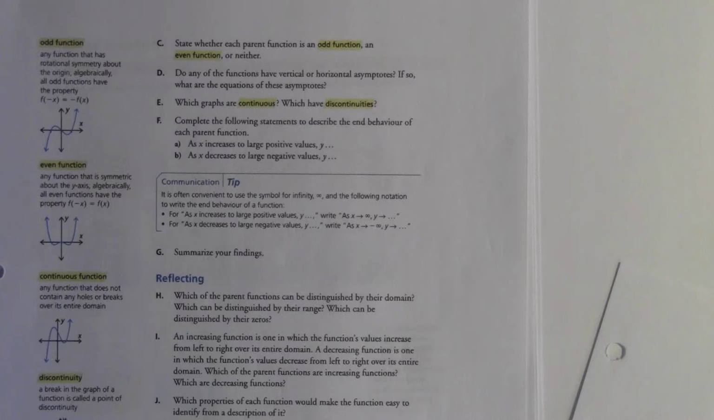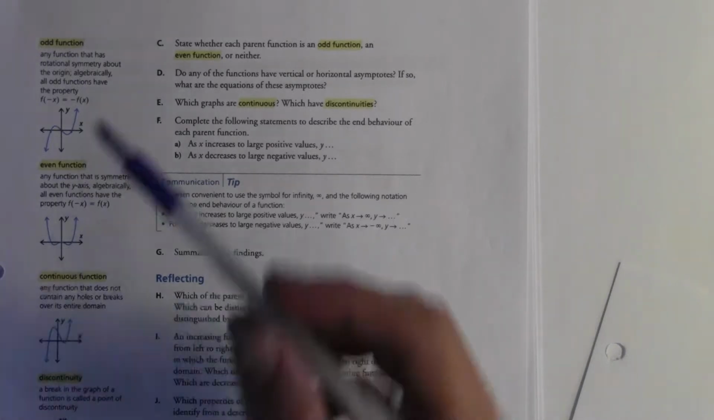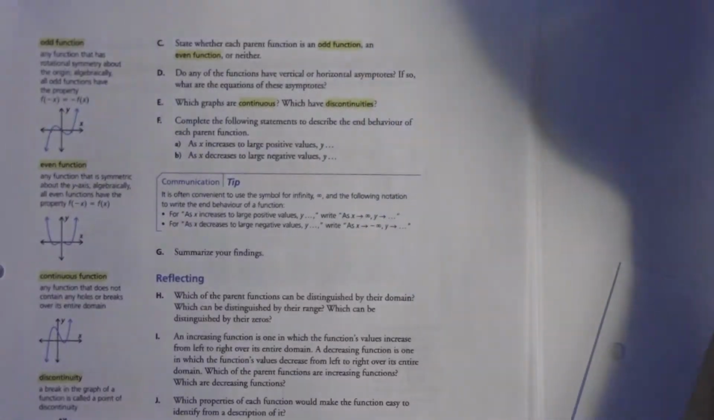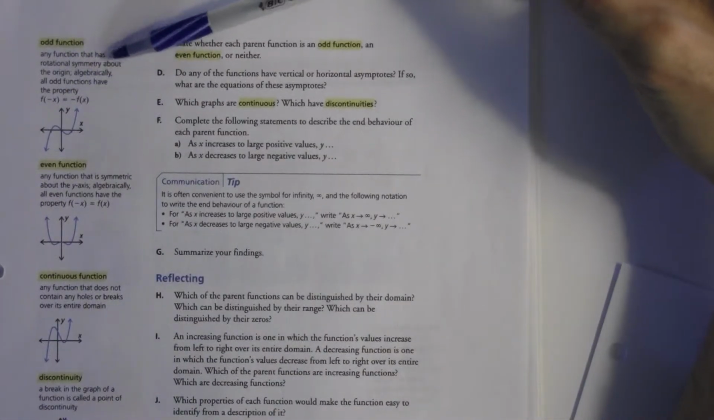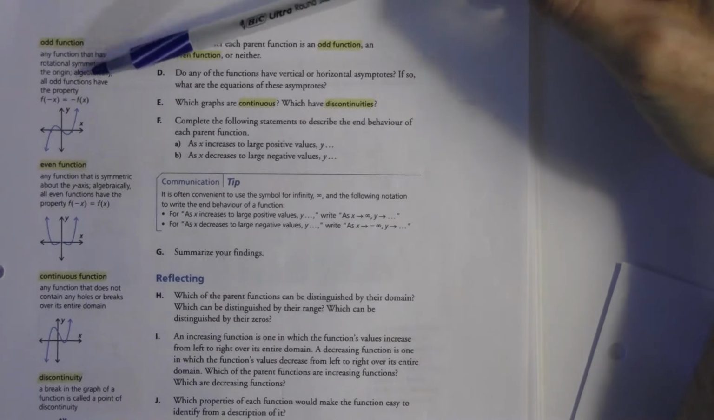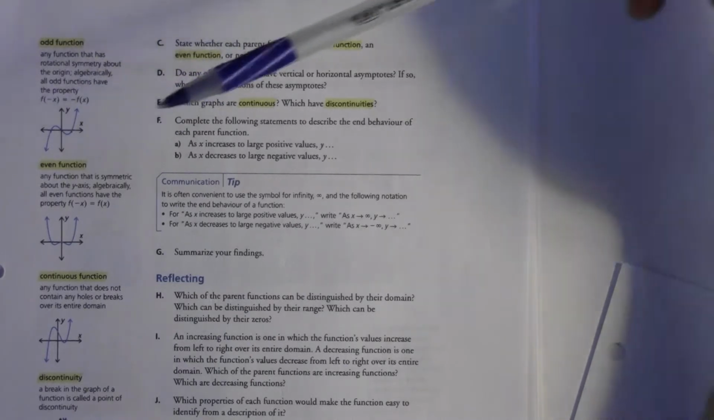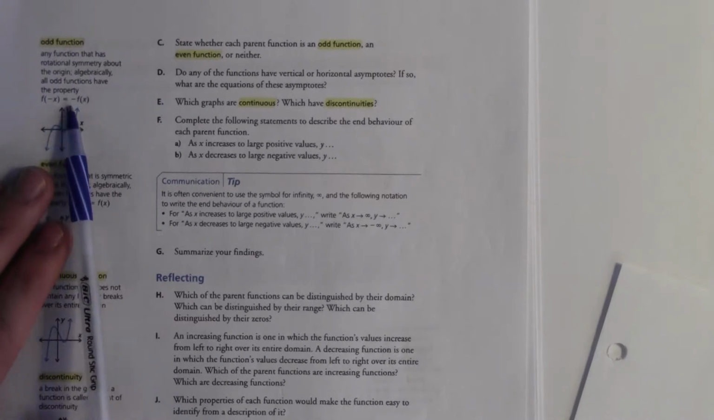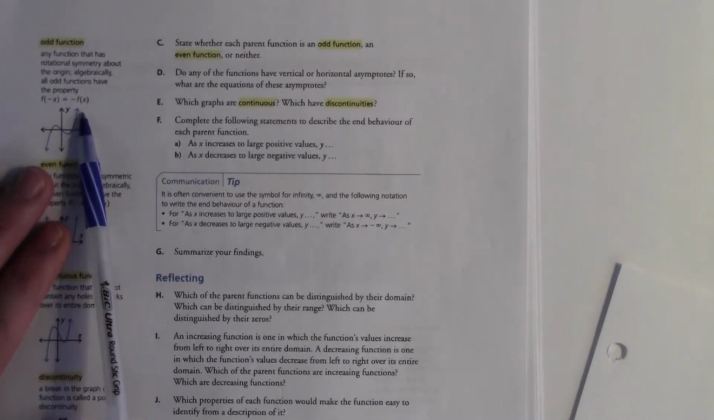Of functions when we're talking symmetry. Okay, one is called an odd function and one is called an even function. All right. The definition of an odd function is a function that has rotational symmetry about the origin. Algebraically, all odds have the property f at negative x is equal to negative f at x.